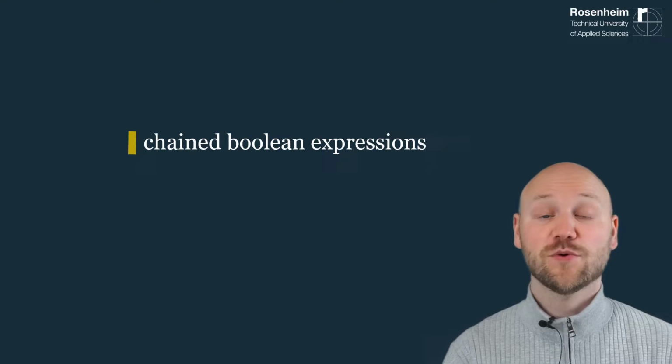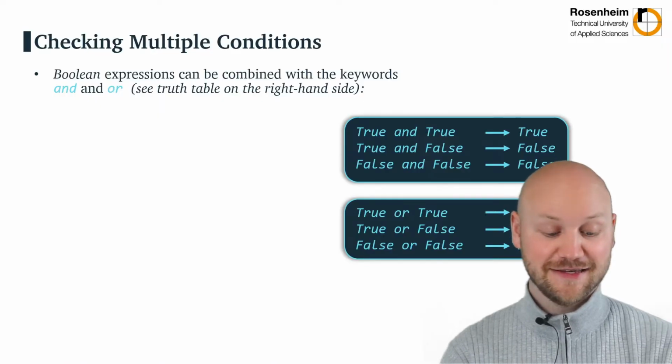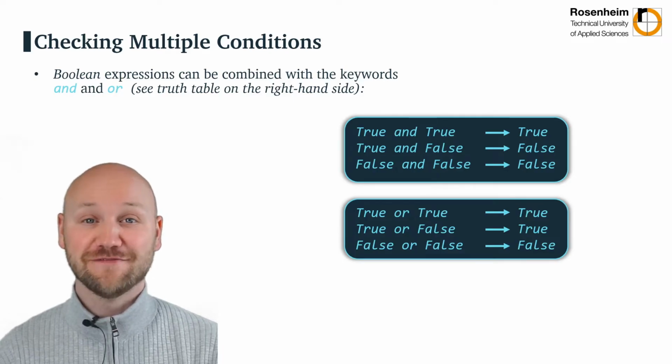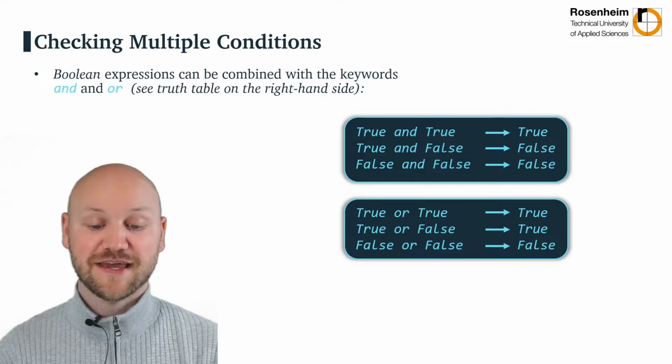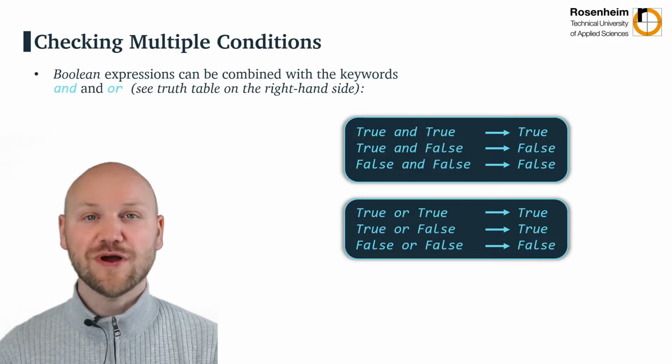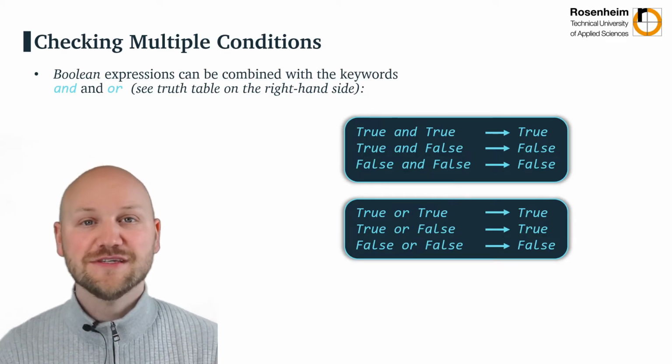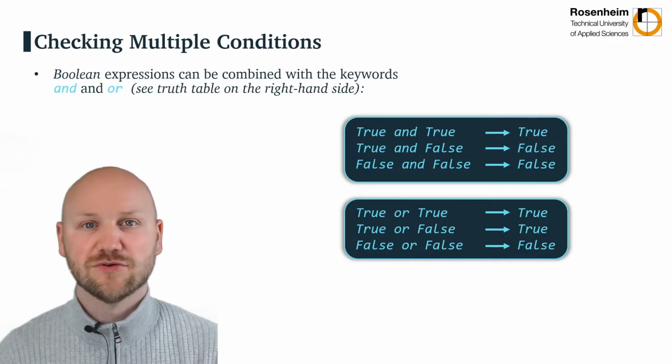Welcome to this video where we are looking at chained Boolean expressions, and you can chain these true and false Boolean values. So for example, if I'm saying both need to be true, I'm using the keyword and, or if just one of the conditions needs to be true, I use or. So this is very similar to how you would also speak it.